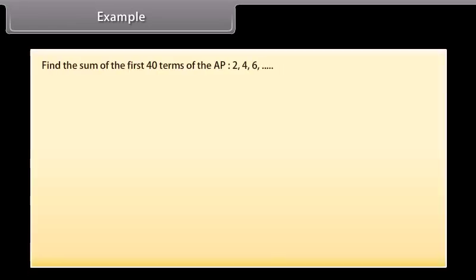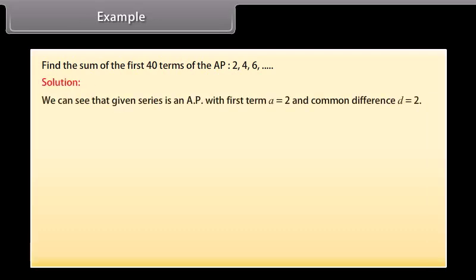Example. Find the sum of the first 40 terms of the AP, 2, 4, 6, and so on. We can see that the given series is an AP with first term A equal to 2 and common difference D as 2. We have to find the sum of first 40 terms. So, n is equal to 40.